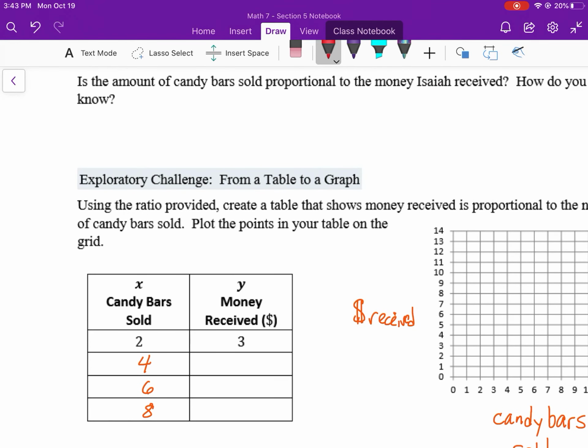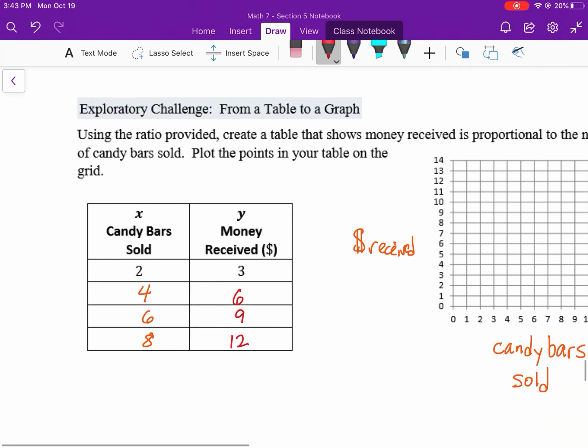So let's make it proportional. So if I get $3 for every 2 candy bars sold, let's make a table. And so I decided, because you weren't here, that I was going to do multiples of 2 because I thought it would be easy. So if I have 2, then 4, then 6, then 8. So if I have $3 for 2, how many dollars do I have for 4? Right, 6. I just double it, right? Or I add 3. If I have 6 candy bars, I need 3 more dollars, so that makes 9. I have 8 candy bars, I need 3 more dollars, that makes 12.